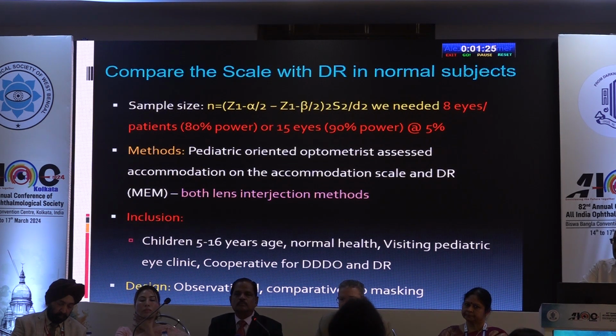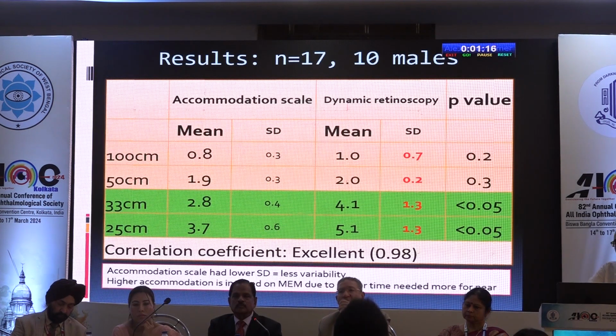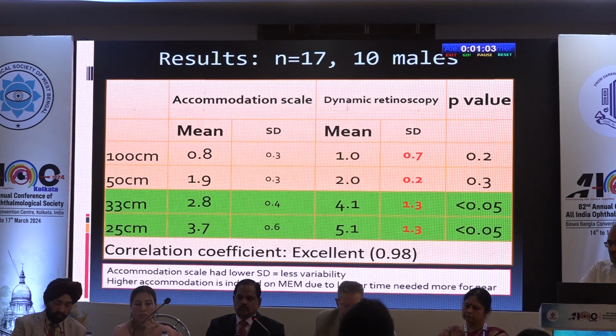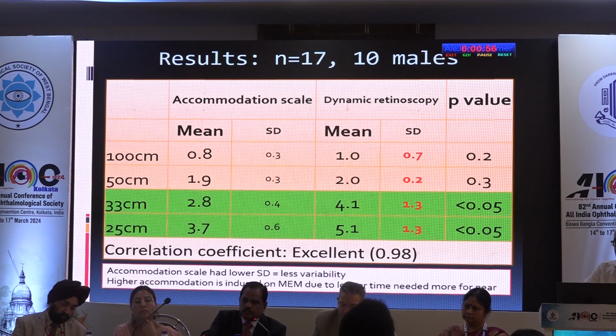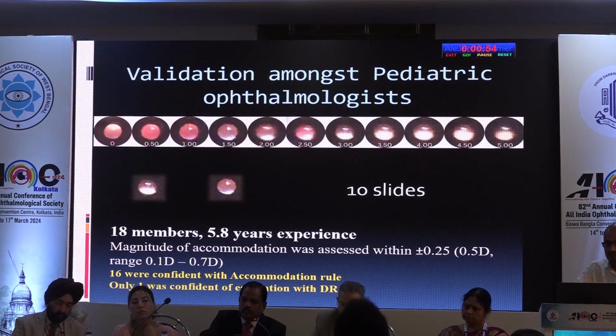We included children between 5 and 16 years of age who were normal in health and visiting the pediatric eye clinic for their routine refractive checkups. Both the techniques were performed at 4 different distances. As you see over here, the accommodation scale had less intra-test variability, as seen by less standard deviation, and it did not induce the accommodation lead seen with the gold standard. So it was in fact better than the gold standard.